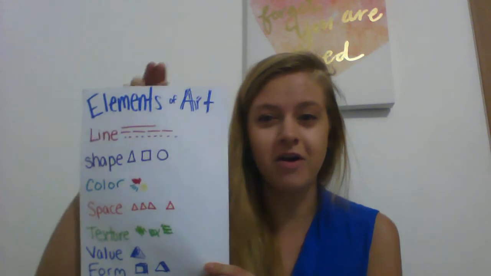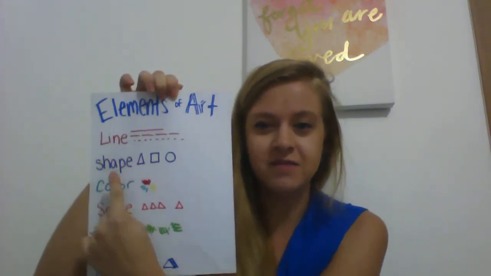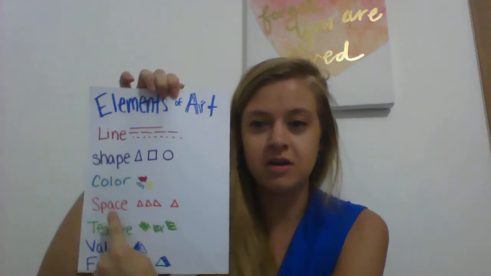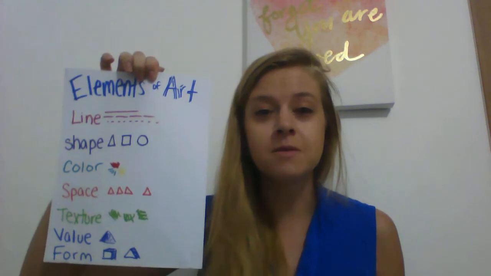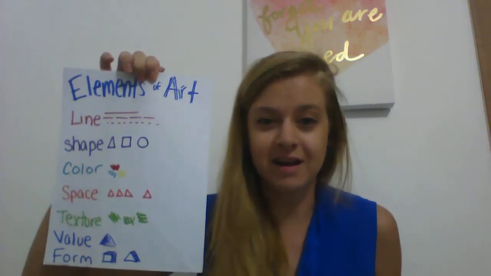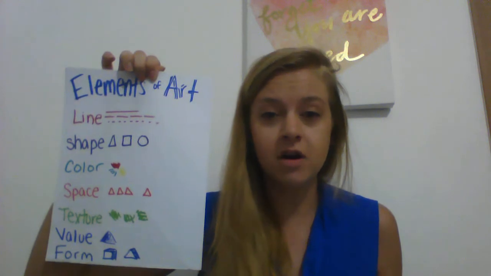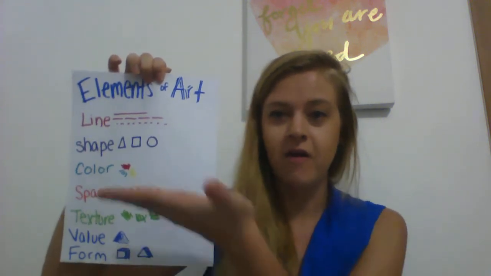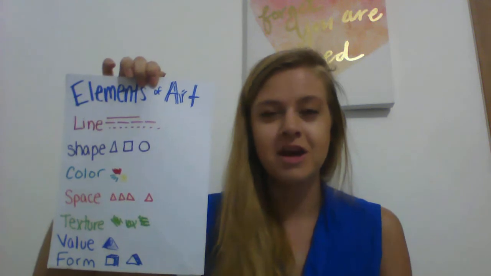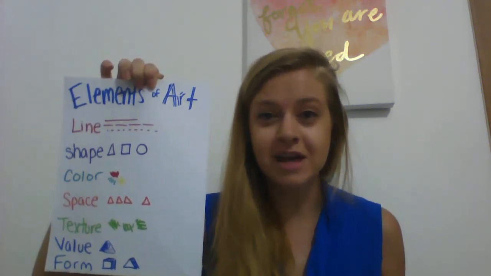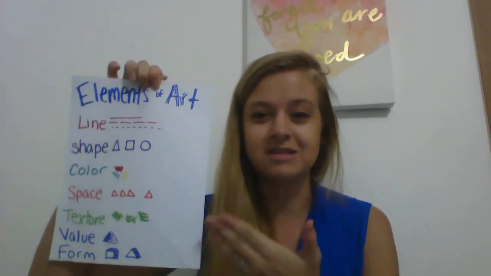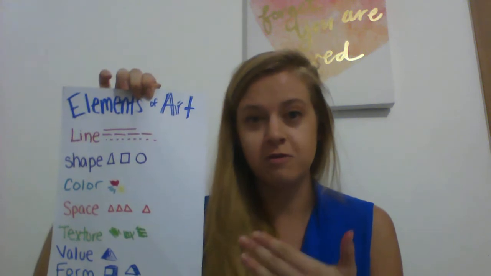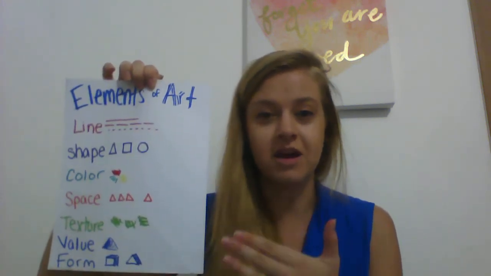Let me show you. These are your elements of art. They are line, shape, color, space, texture, value, and form. These are the basic building blocks of what art is. You can create all kinds of art, and basically all art is created using these basic elements. Just like how we just learned about architecture, this is how you build your art pieces using these elements. So our next lessons will be focusing on these elements until the end of our school year.